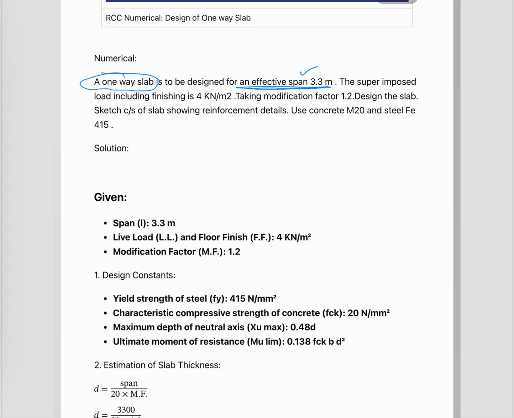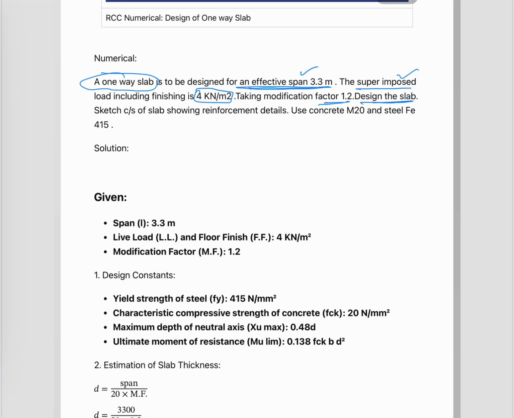The superimposed load is 4 kilonewton per meter square. Now we have a load, and that is a superimposed load. Taking modification factor 1.2, we have a modification factor. We need to design the slab, and we need to design the one-way slab. That's a very important thing.